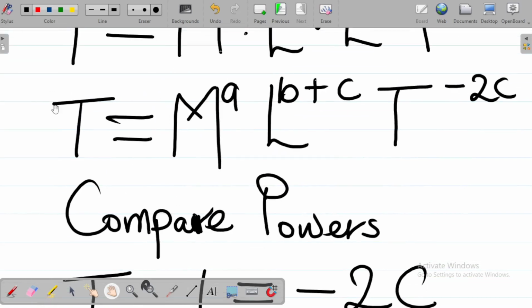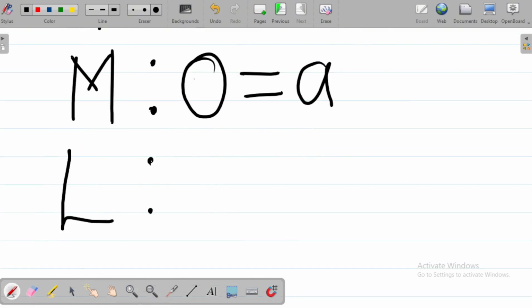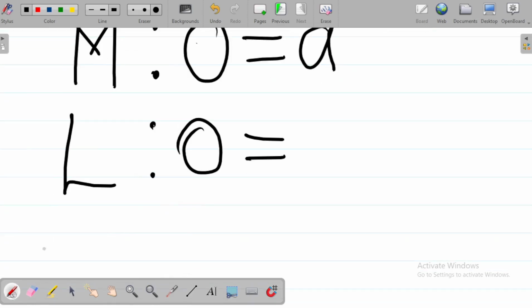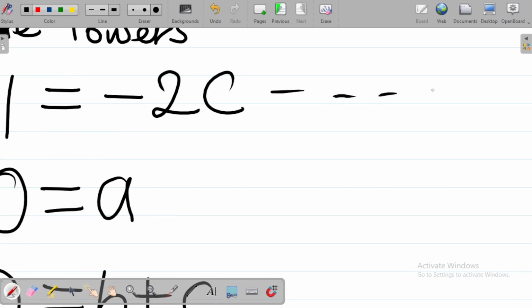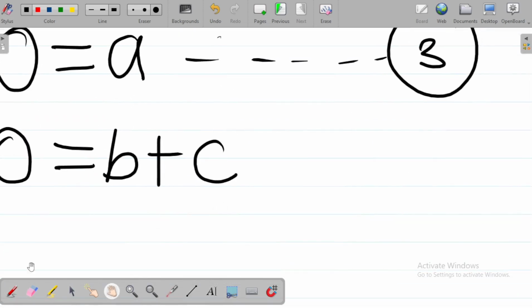If you check the left hand side, there is no L. So the power of L at the left hand side is 0. It is equal to, at the right hand side, the power of L is b plus c. So we have b plus c. So this is how you compare indices, or compare powers. So let's call this equation 2, and let's call this equation 3, and let's also call this equation 4.